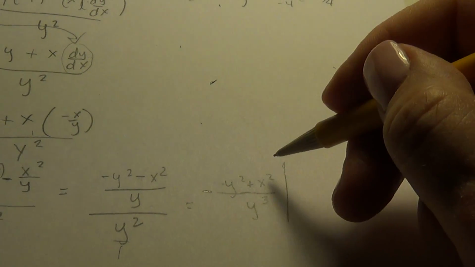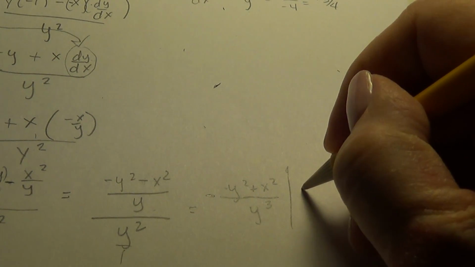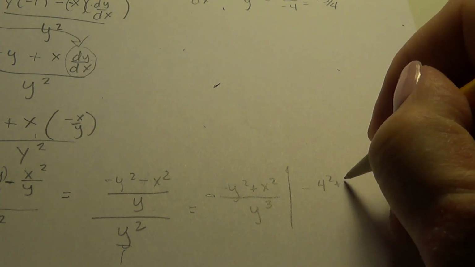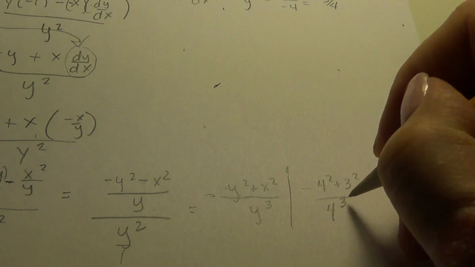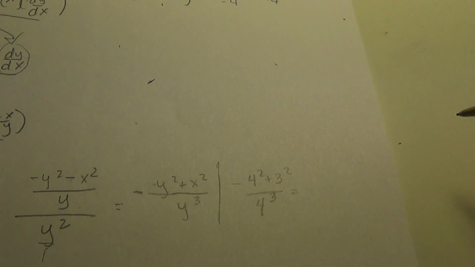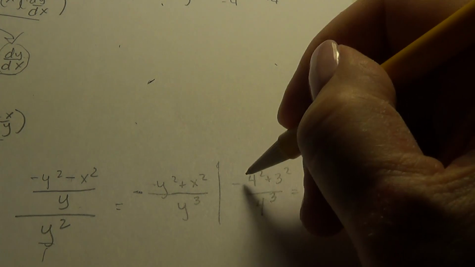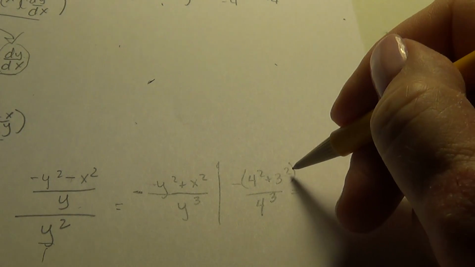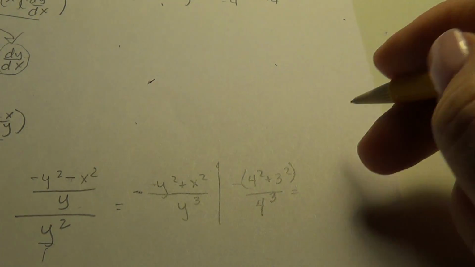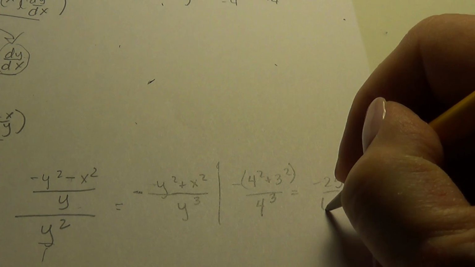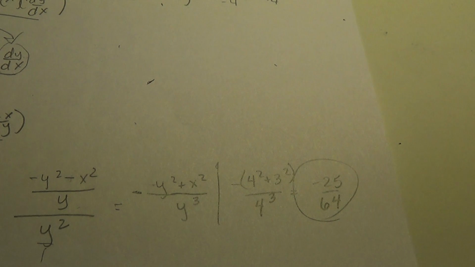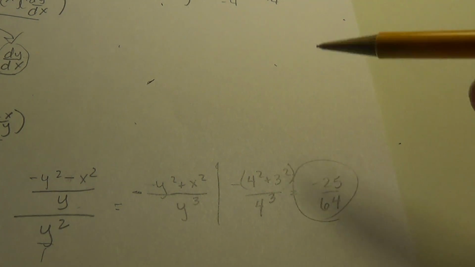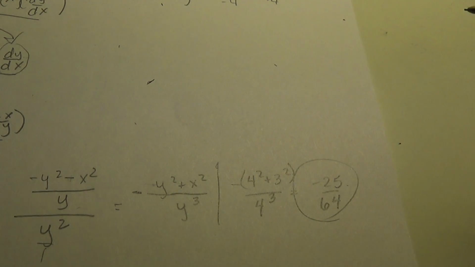I was interested in the second derivative at (3, -4), so I'm just going to put a 3 in for x and a 4 in for y. When I get that, I get negative, this negative's in front of everything, and 16 and 9 gives me a negative 25 over 64. That's the answer, the second derivative of this curve at this point.